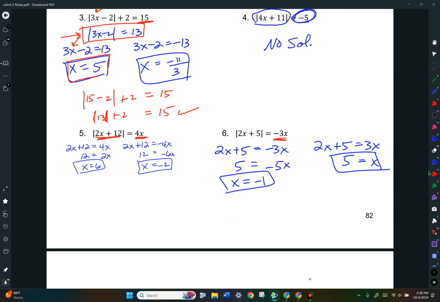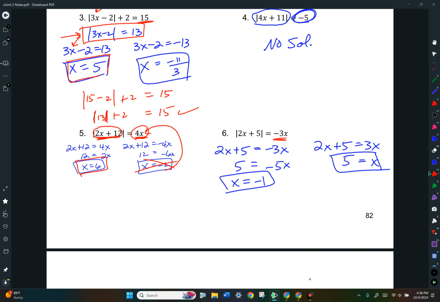So just to show you, on number 5, if I were to put a negative 2 in for x, do you see that on this side I would have a negative 8? Is there any way that the absolute value can equal a negative? No. Absolute value always has to be positive. So all you have to do is look at that to say that one doesn't work. But 6 is fine. So I'm not going to say no solution because I still have a different solution.